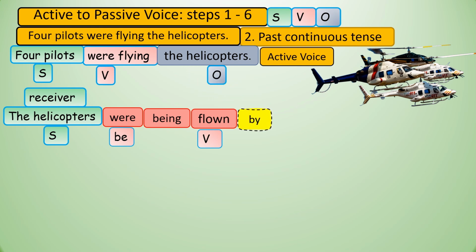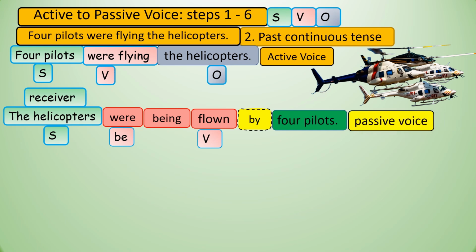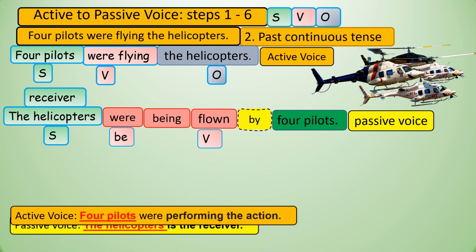We add by, our preposition, and after that the subject of the active sentence. So 4 pilots were flying the helicopters, active sentence. The helicopters were being flown by the pilots, by 4 pilots, passive voice.